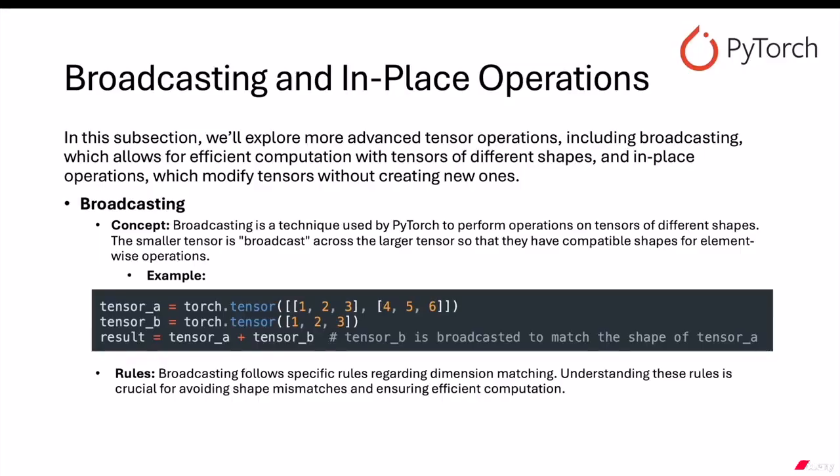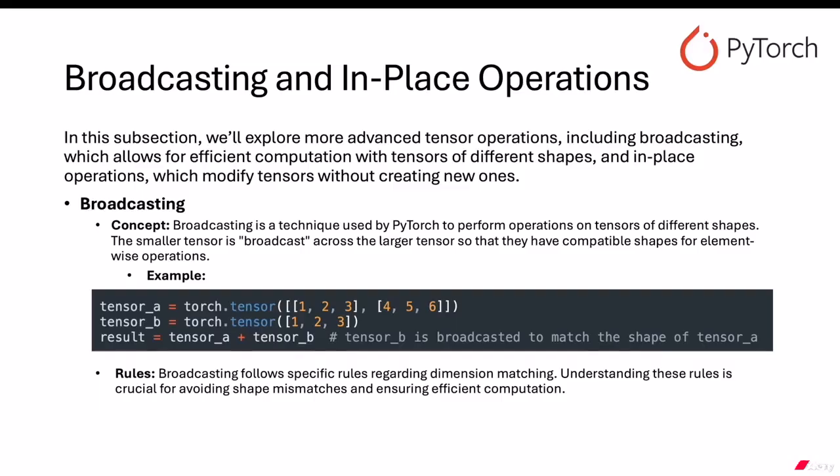Broadcasting and in-place operations. In this subsection, we'll explore more advanced tensor operations, including broadcasting, which allows for efficient computation with tensors of different shapes, and in-place operations, which modify tensors without creating new ones. Let's look at broadcasting. Broadcasting is a technique used by PyTorch to perform operations on tensors of different shapes. The smaller tensor is broadcast across the larger tensor so that they have compatible shapes for element-wise operations.